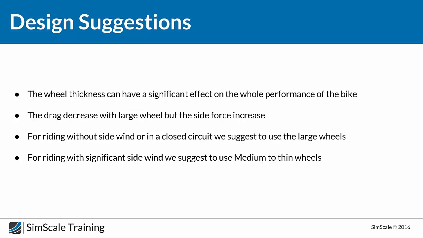The drag decreases with the large wheel, but the side force increases, and we have already talked about this in the previous slides. When we decrease the drag force by increasing the chord of the tire, we will increase the side force. For riding without side wind or on a closed circuit, as I have already mentioned, we suggest using the large wheels. For riding with significant side wind, we suggest using the medium to thin wheels, depending on what you're looking for.